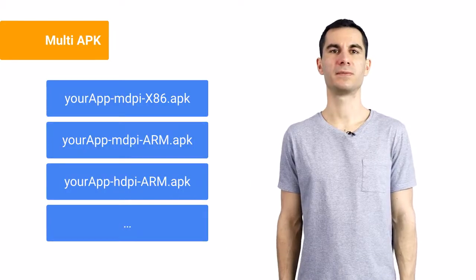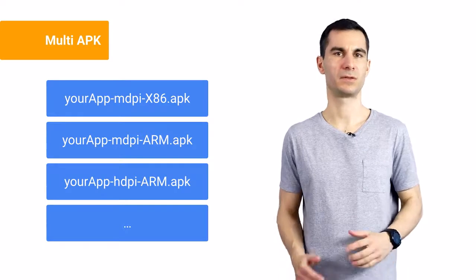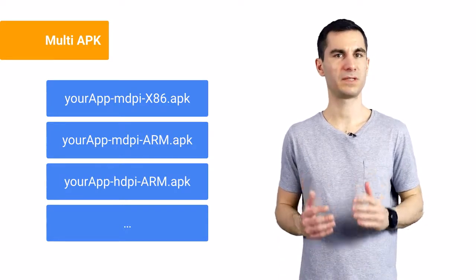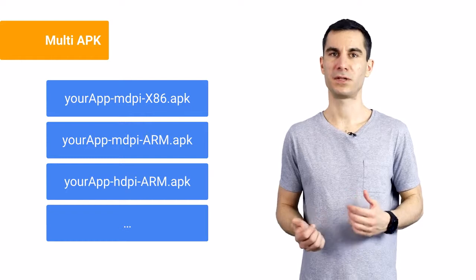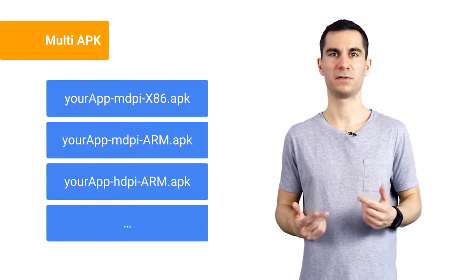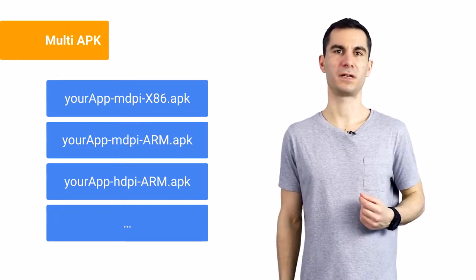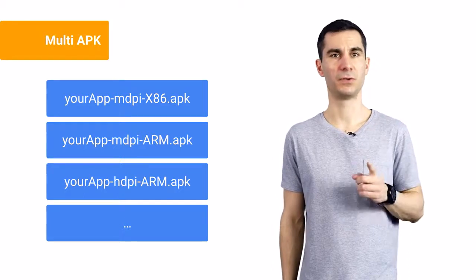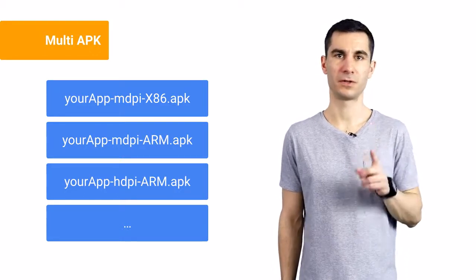You can use this mechanism together with multi-APK support in the Play Store to create and publish device-specific APKs for different screen densities, CPU types, or API levels. The important wins here are a better developer experience for you and smaller download sizes for your users.